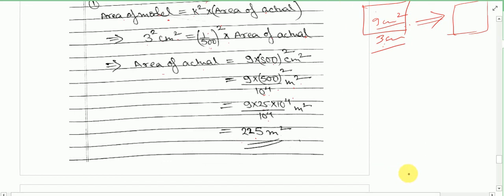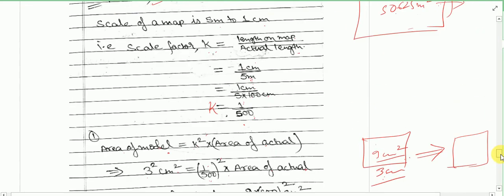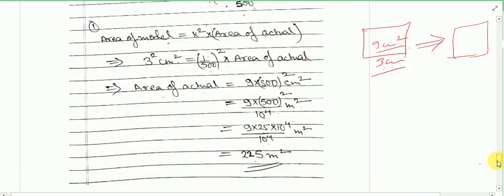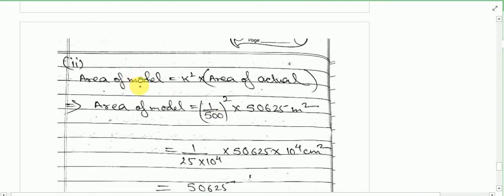Now the next part of this is, what is the length of the side of the square on the map which represents this much area in actual? Number 2, area of model, same formula we have to use. Area of model equals K square into area of actual. So area of model we don't know, and K we know it's 1 by 500, so whole square into 50625 meter square.